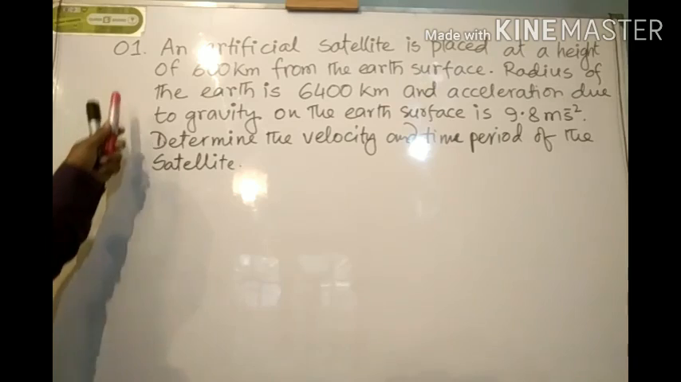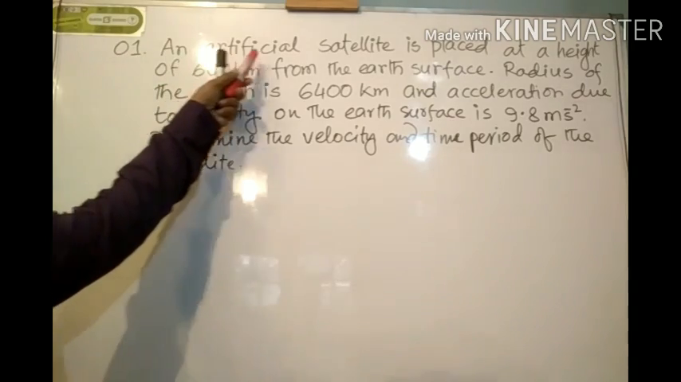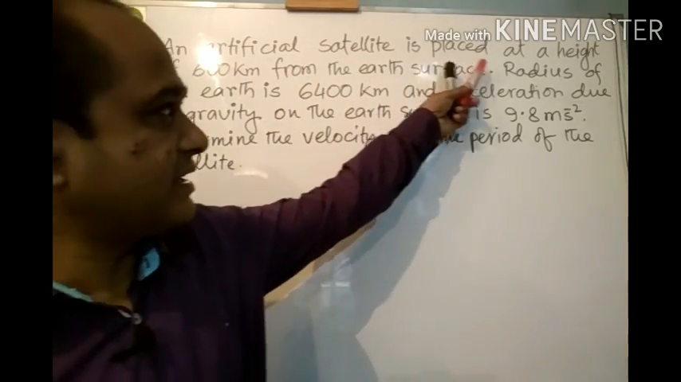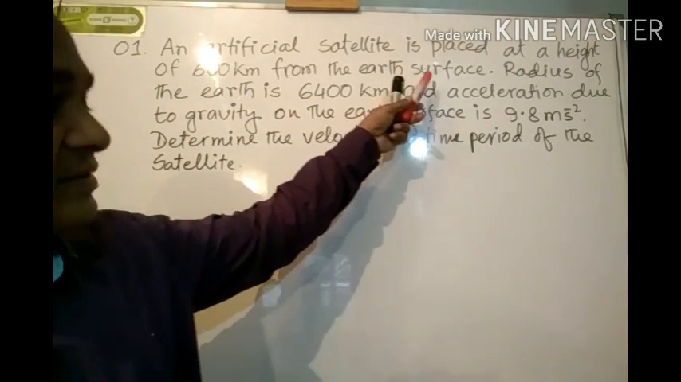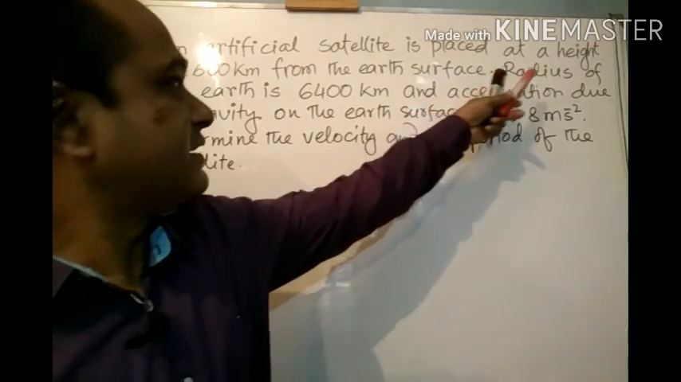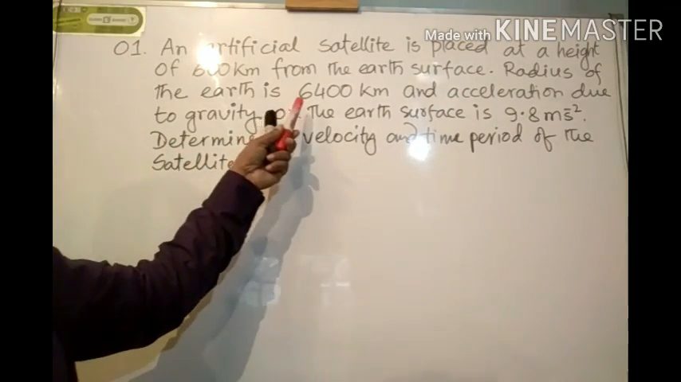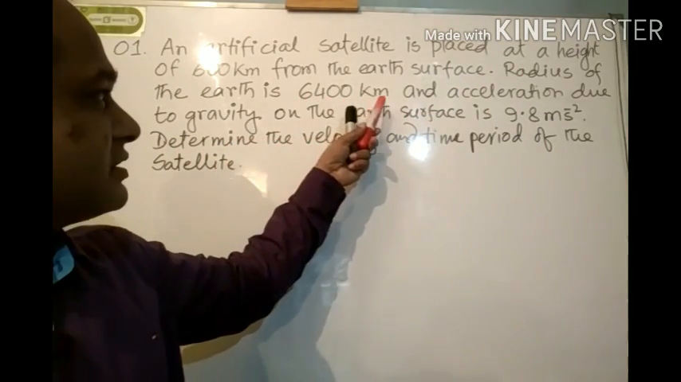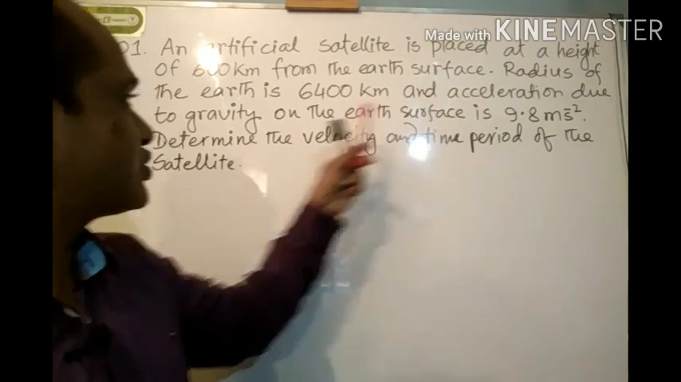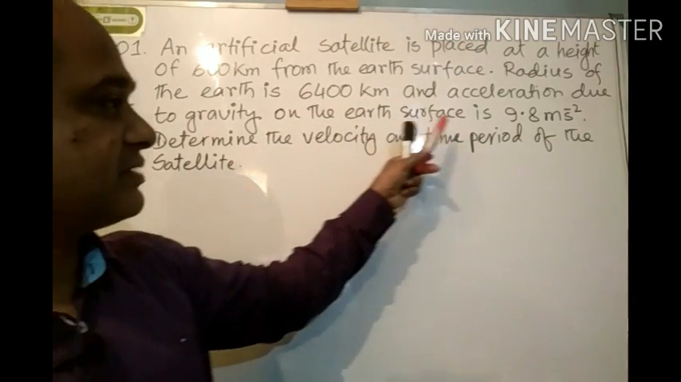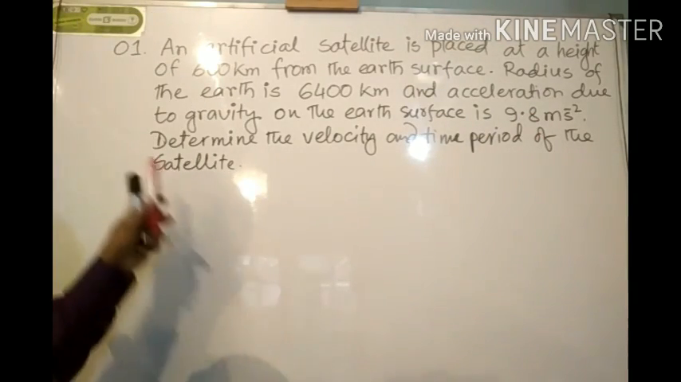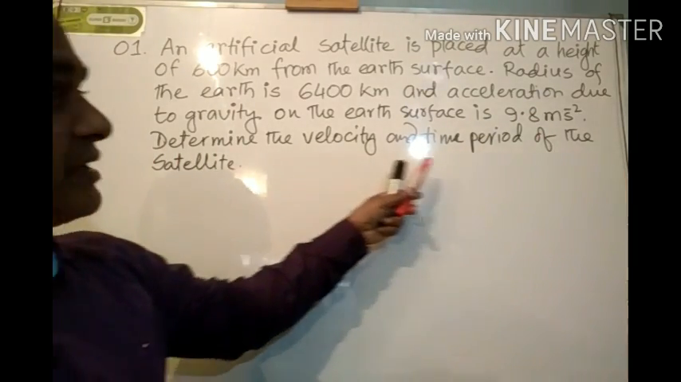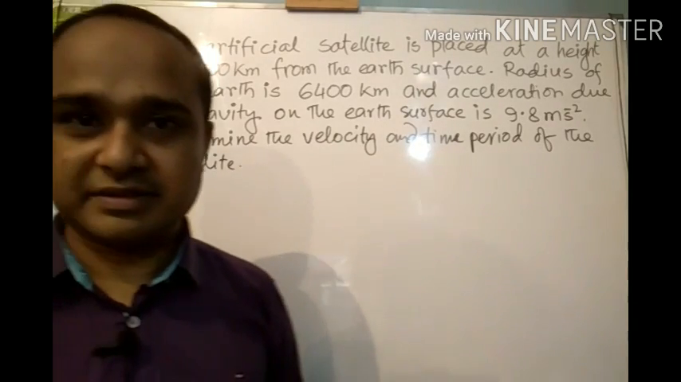In the question, they say that an artificial satellite is placed at a height of 600 km from the Earth's surface. The radius of the Earth is 6,400 km and acceleration due to gravity on the Earth's surface is 9.8 meter per second square. Determine the velocity and time period of the satellite.